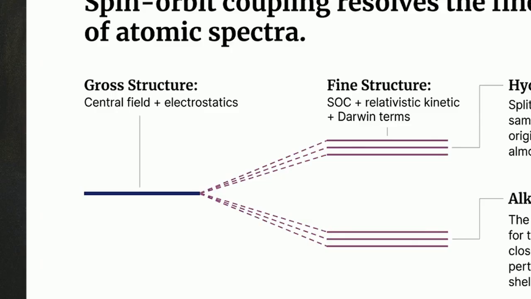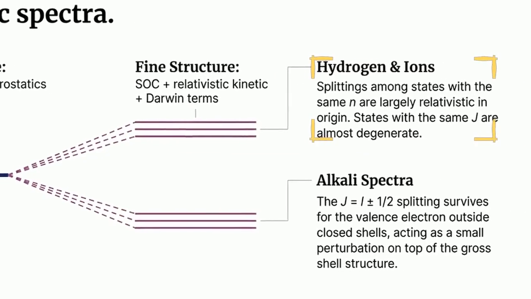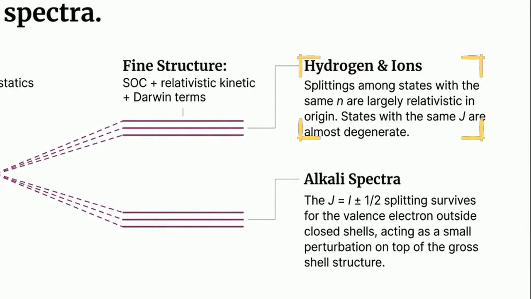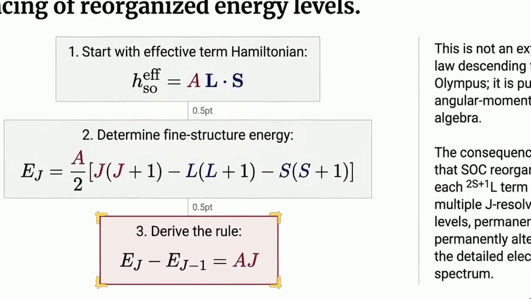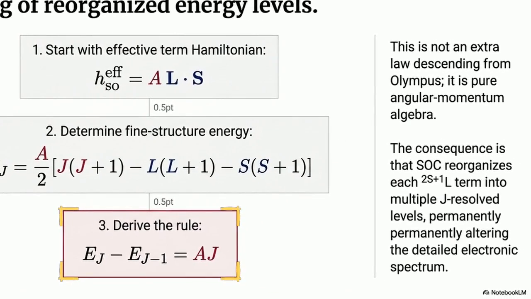We observe this fusion in atomic spectra. A single energy level from the gross structure splits into multiple distinct lines. States with the same principal quantum number are no longer equivalent. Instead, they shift and split based on their specific J value. This formula calculates the exact spacing of those levels. The energy of each state is now a direct function of the total angular momentum. This derivation leads to the Landé interval rule, showing the electronic spectrum is permanently reorganized into multiple J-resolved levels.